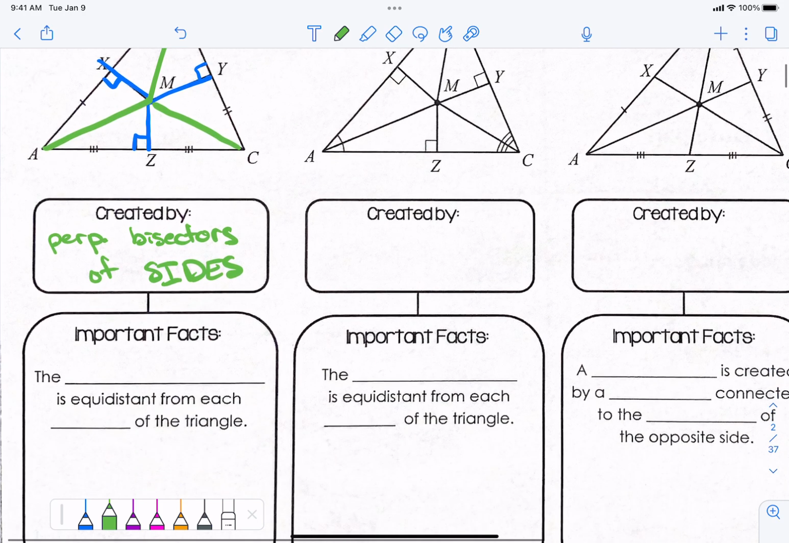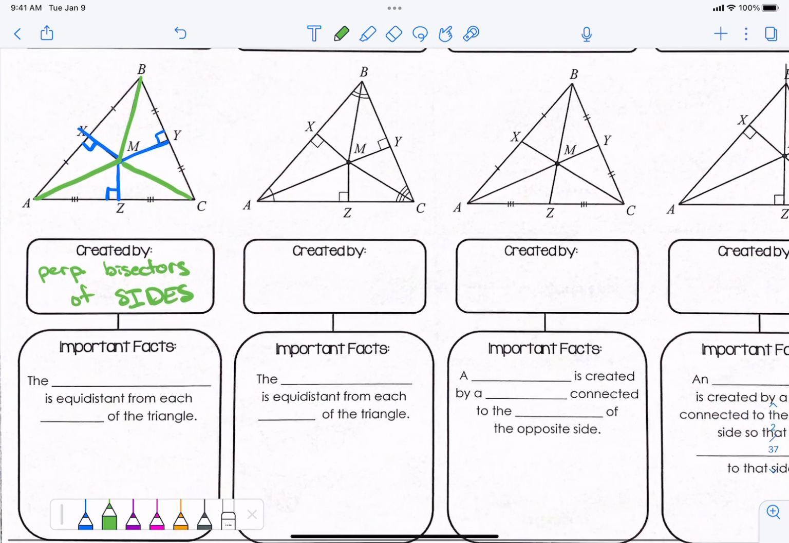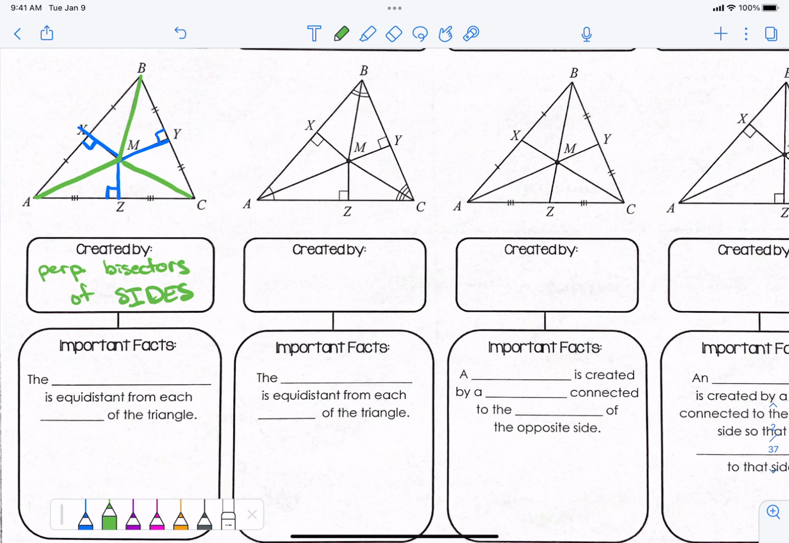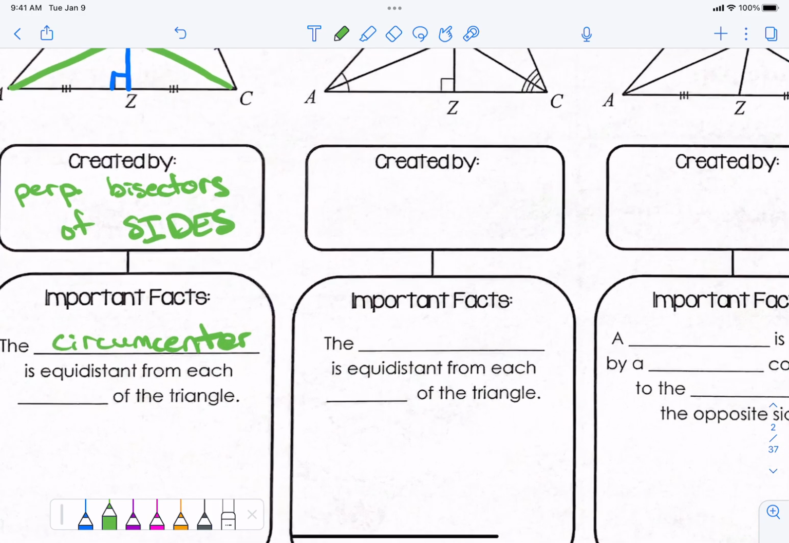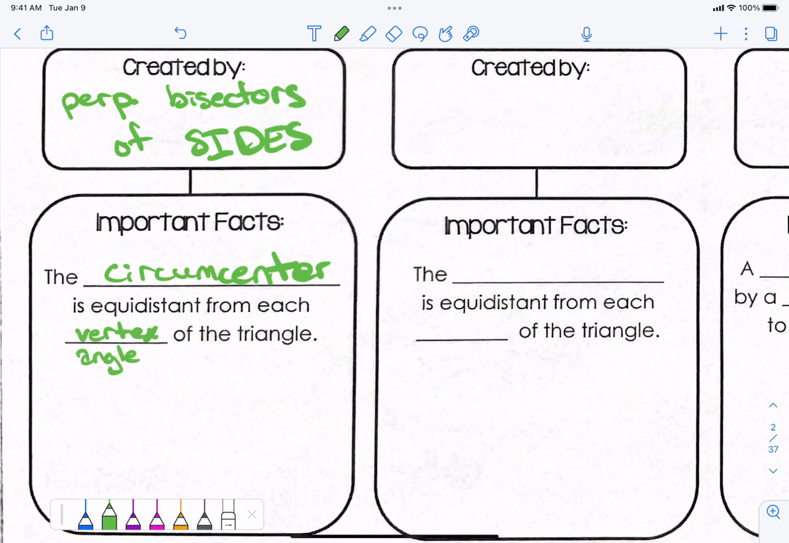Okay, important facts. The blank is equidistant from each blank of the triangle. The circumcenter is equidistant from each vertex or angle, you can put. I'll put both of them. The circumcenter is equidistant from the vertex or each angle of the triangle.